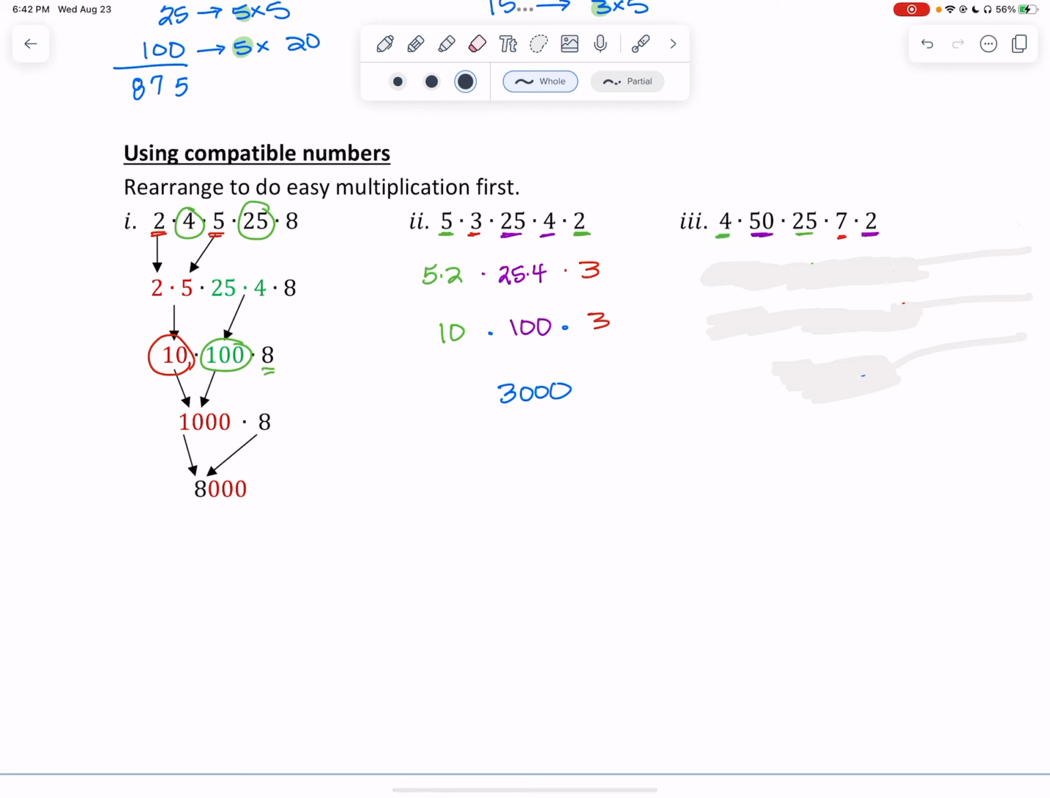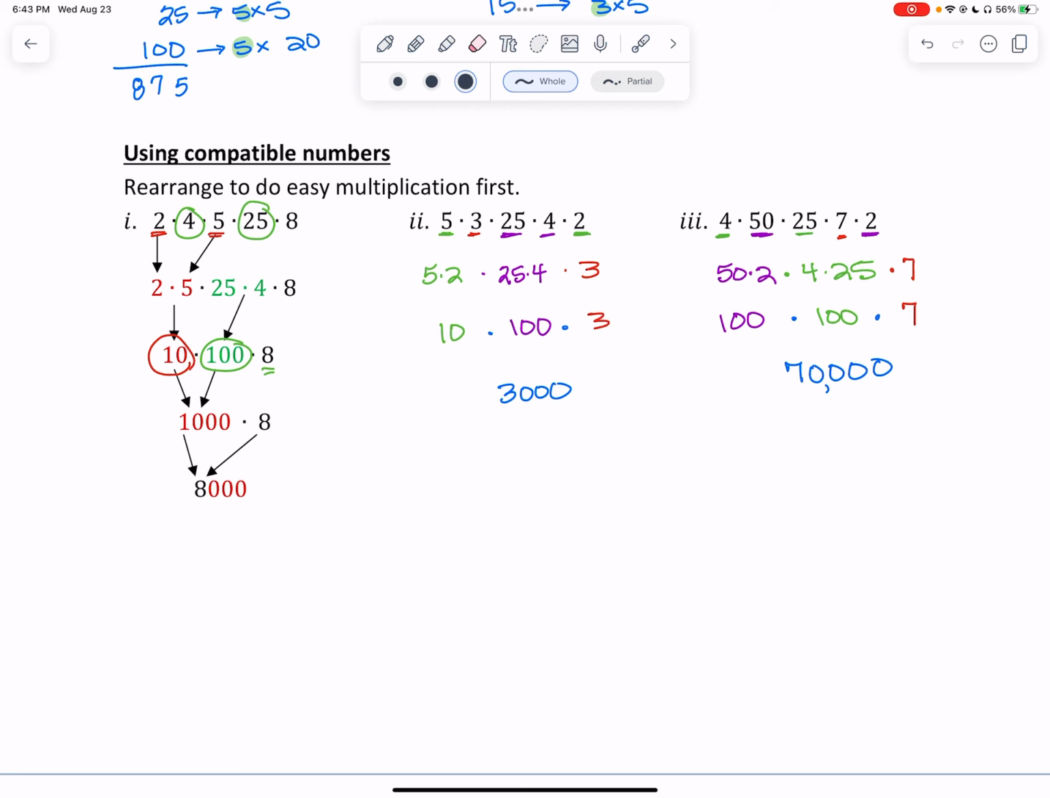So I grouped the greens. I grouped this one. That made 100. And that made 100. So I've got 100 times 100. Well, that's got 4 zeros, right? So that's really 10,000 times 7. So that's going to give me 70,000.